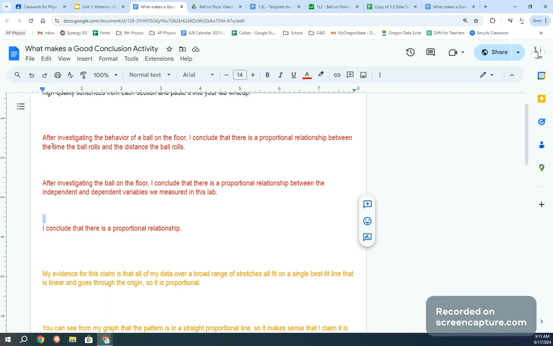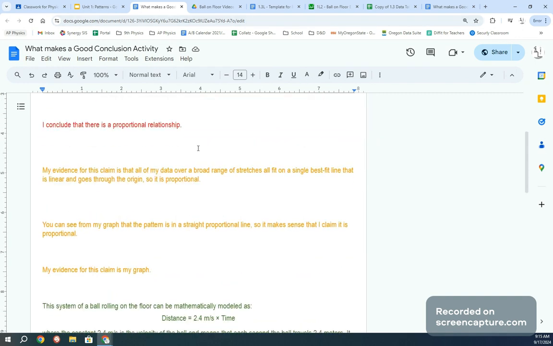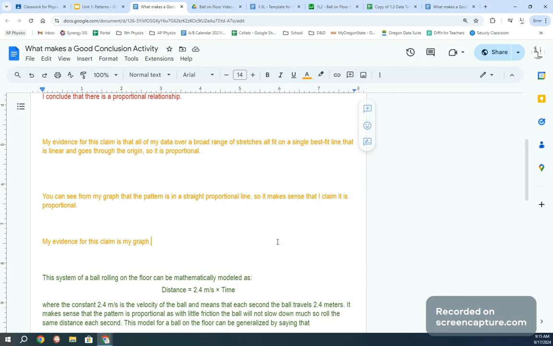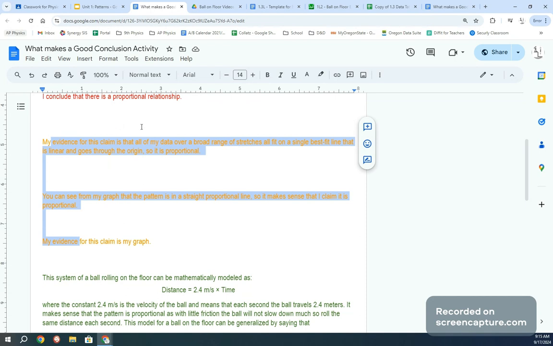All right. But if you just copied the first one and use that first one, that's fine. And then we'll move on to the yellowish orangey color here. Again, this is our evidence for the claim, and we need to decide which of these is high, medium, and low quality, and then copy the high quality and paste it into our write-up.